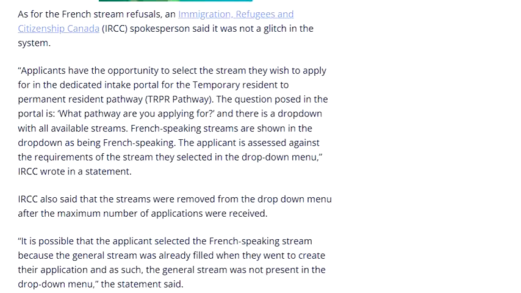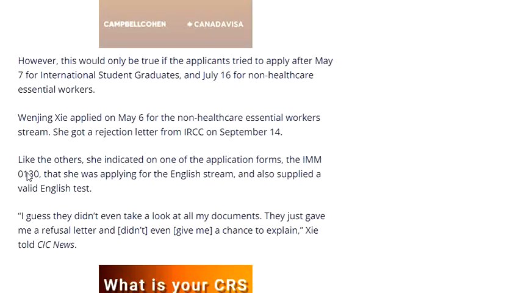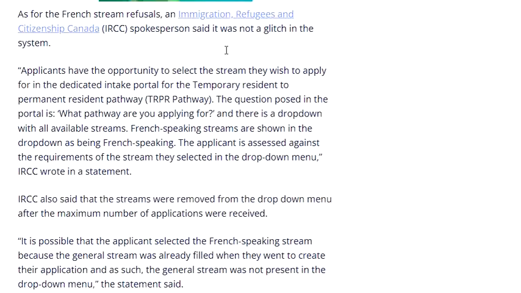Now, IRCC also said that streams were removed from the drop-down menu after the maximum number of applications were received. It's possible that the applicant selected the French-speaking stream because the general stream was already filled when they went to create their application, and as such, the general stream was not present in the drop-down box, the statement says. But ironically, a lot of people have said that was not the case, because when they applied, they saw clearly that it was open, and automatically their application got submitted under the French stream. So this is again an ongoing discussion, and I don't think we'll have an update on it for sure.